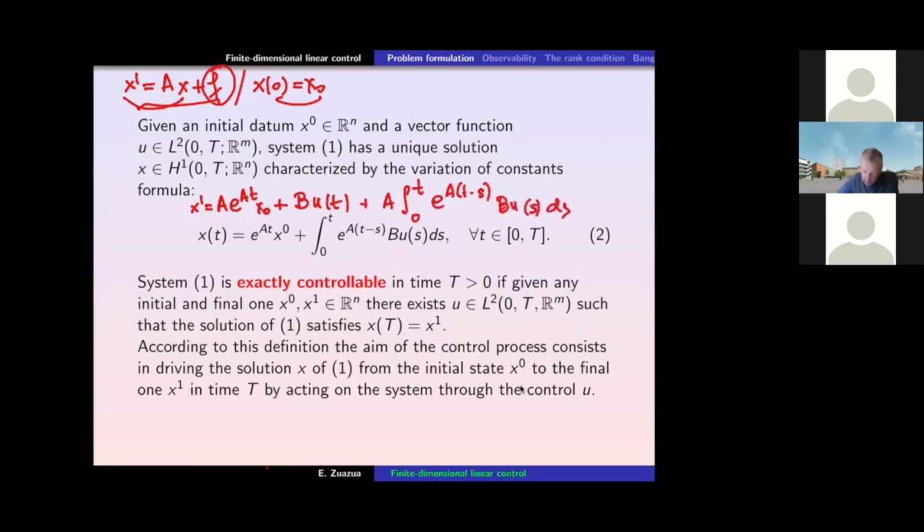And then you see immediately what we wanted, right? Because x prime is equal to a times this term plus a times this term. This is simply ax plus bu, right? So this is the verification that out of this variation of constant formula, I do get the solution of the control system, the applied force being, in our particular case, bu.